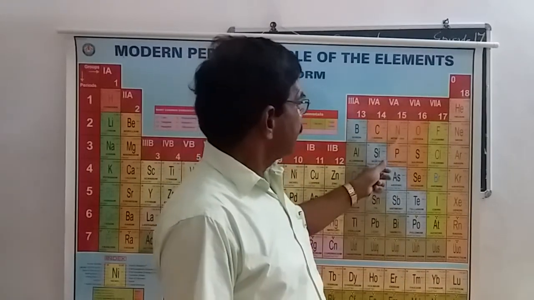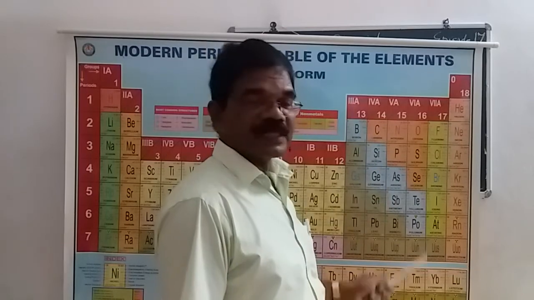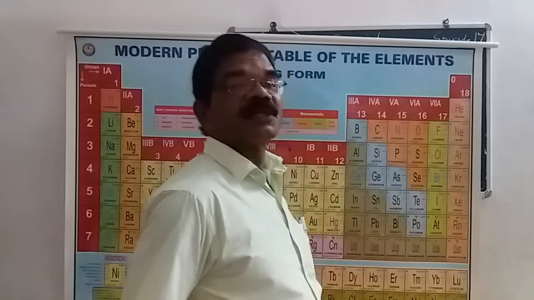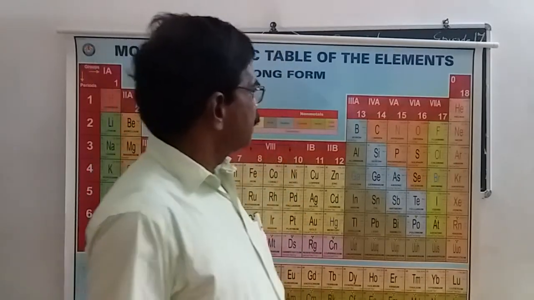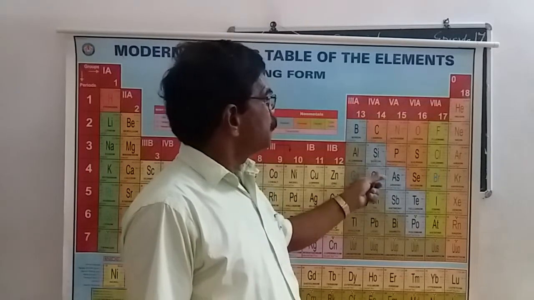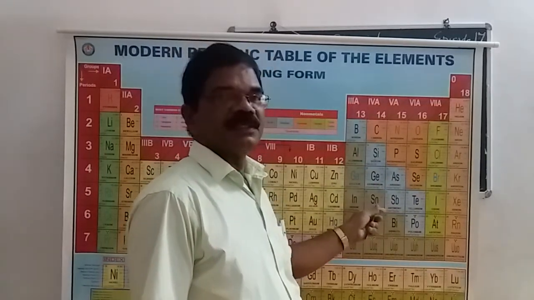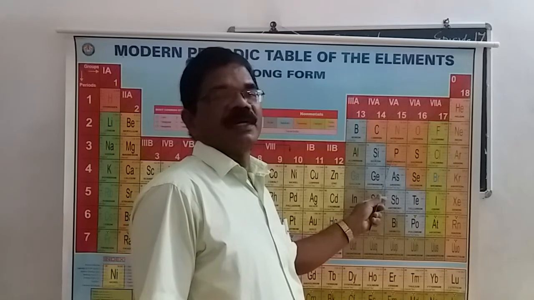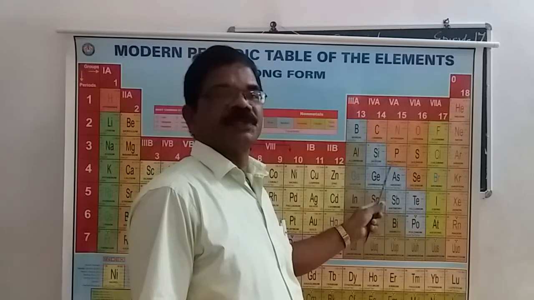For example, nitrogen or phosphorus: which is the bigger atom, or which has the greater atomic radii? No doubt, nitrogen has only 2 shells, phosphorus has 3 shells. So which is the bigger atom? Phosphorus, because it has 3 shells.